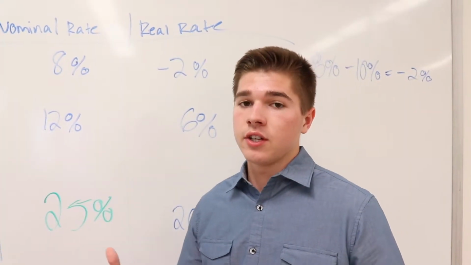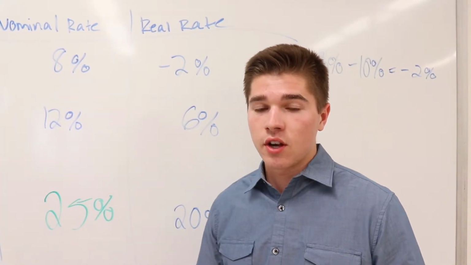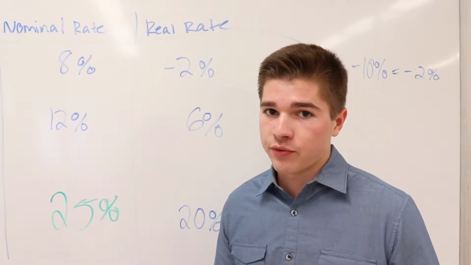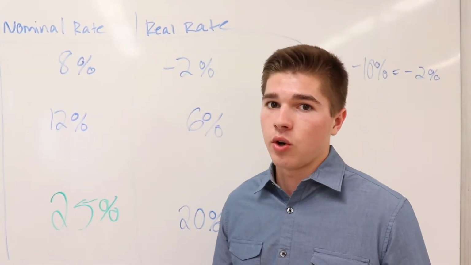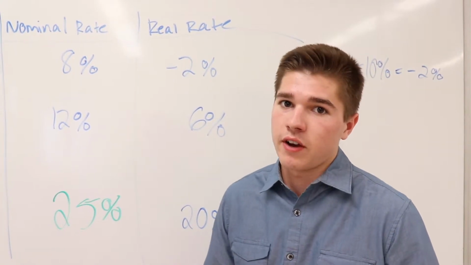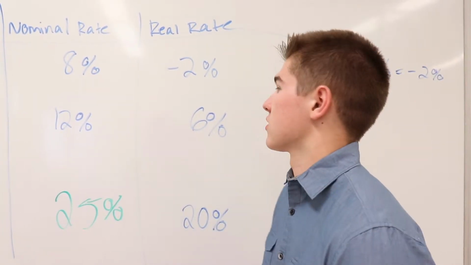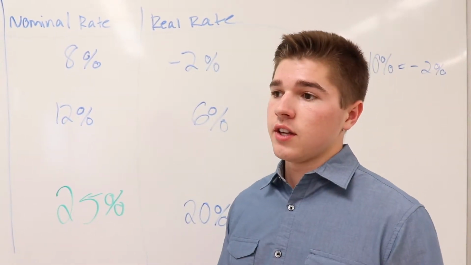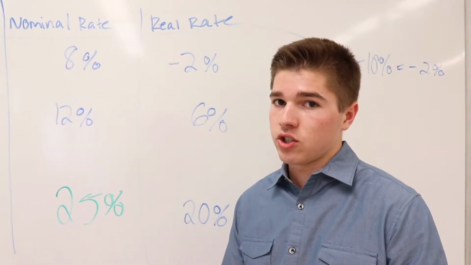Inflation is the general rise in prices of goods and services in the economy. So $1 in 5 years is probably only going to be worth 90 cents in 5 years because everything increases in prices. So the nominal rate of interest is what the lender gets paid without inflation.